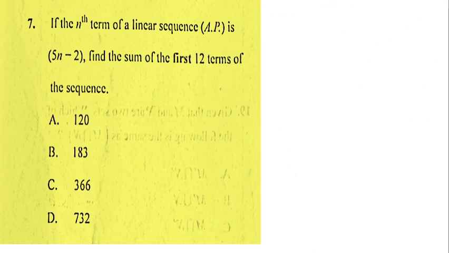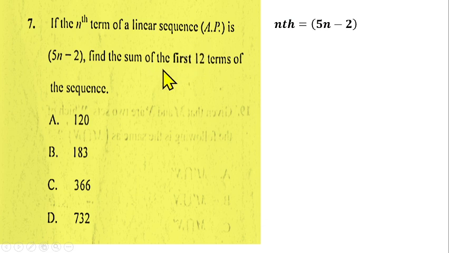Question number 7 is from sequence and series, which is from a linear sequence, that is an arithmetic progression. If the nth term of a linear sequence is 5n minus 2, we have to find the sum of the first 12 terms of the sequence. So we have been given the nth term, which is the formula for generating this particular sequence, where n is the term we are looking for.